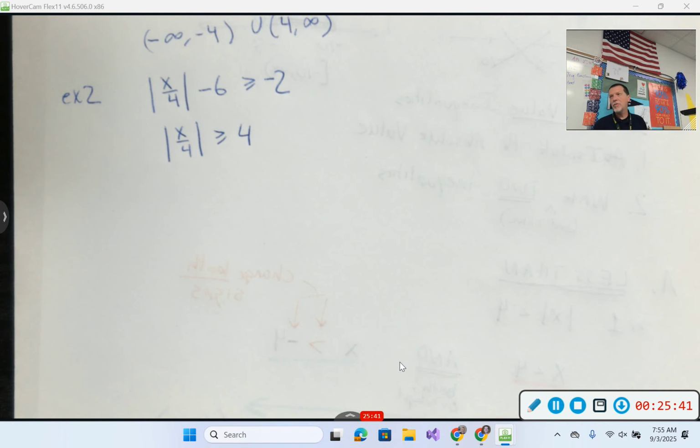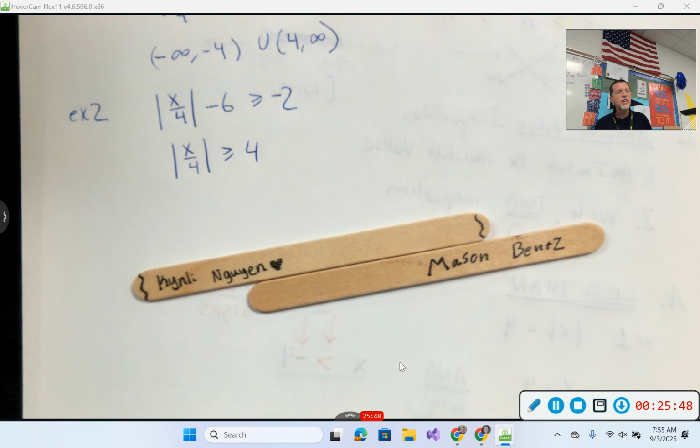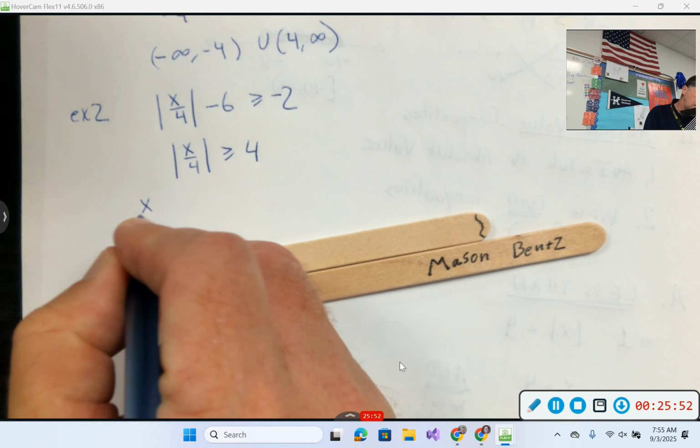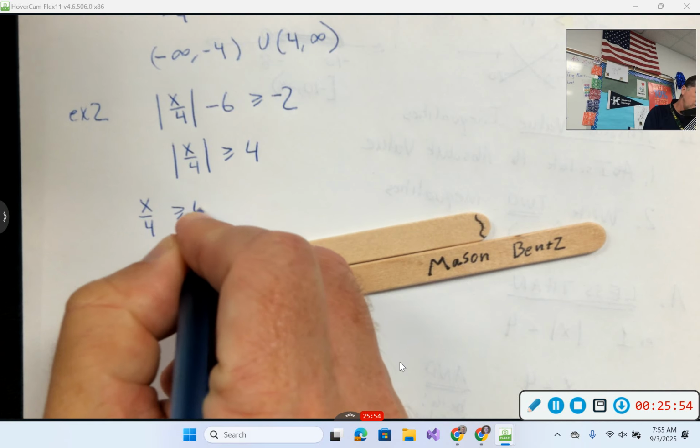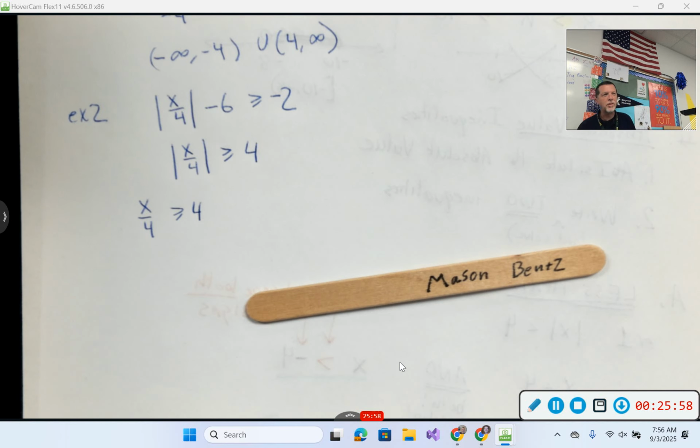Okay, we've got the absolute value thing by itself. Now it's time to split them up. So, Kinley, what's the first inequality? X over 4 is greater than or equal to 5. Yep, you got the easy one. You don't have to do anything except drop the absolute value bars.